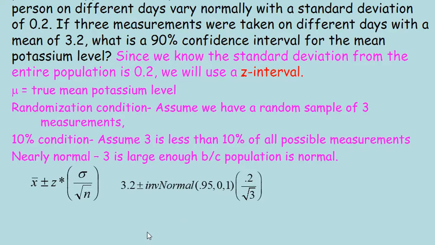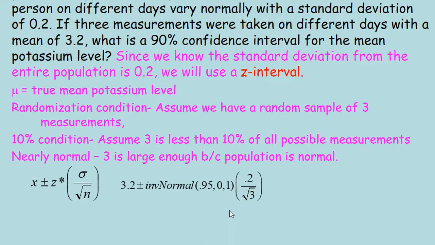There we go. Since this is a Z interval, you're doing a z star like you used to. It's called inverse normal. And although it's a 90% confidence level, remember that you have to add the lower tail. So you're going to do inverse normal 0.95, comma 0, comma 1. The sigma is the 0.2, which was the standard deviation of the entire population. So put 0.2, divided by the square root of the sample size, so 3.